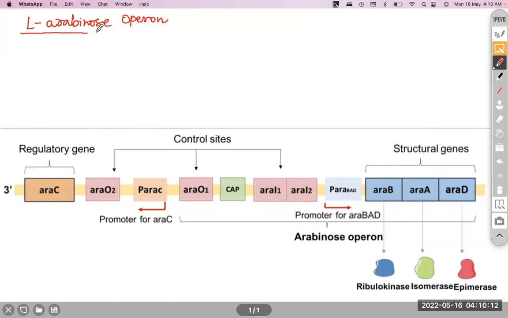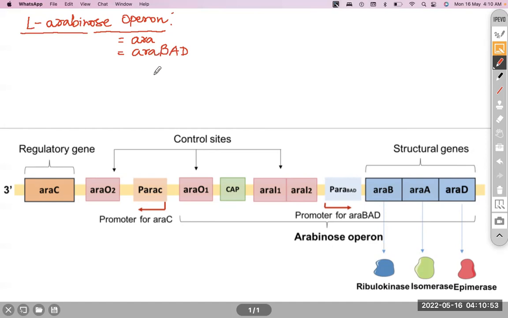So what is it? This operon, the L-arabinose operon, is also called the ara operon, in italics, or ara small c and capital BAT. L-arabinose operon or ara operon or araBAT operon, these three are the same name.